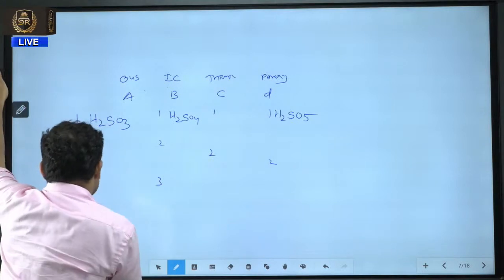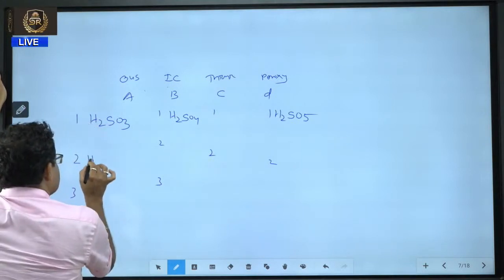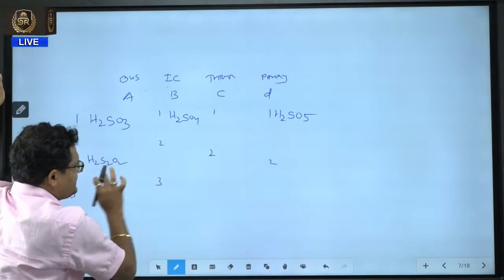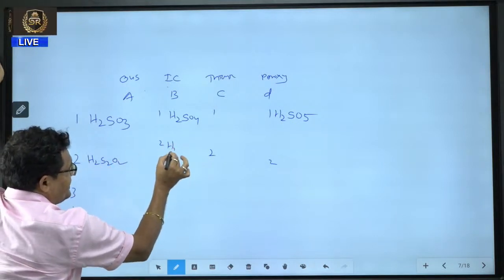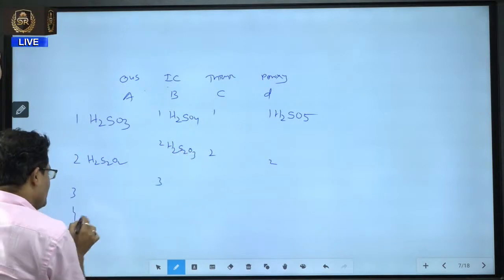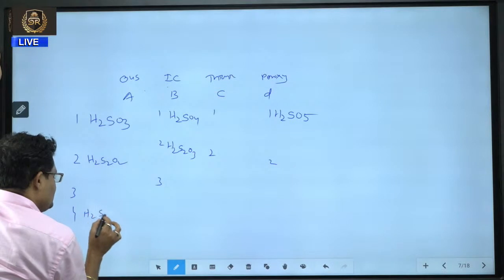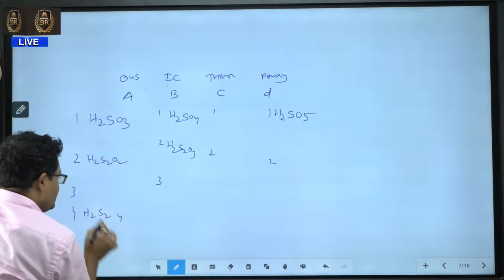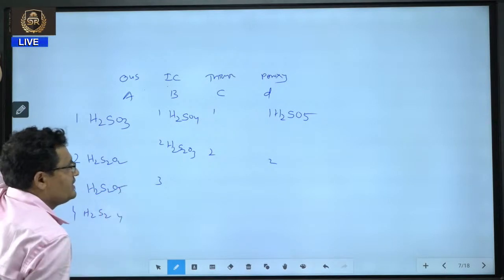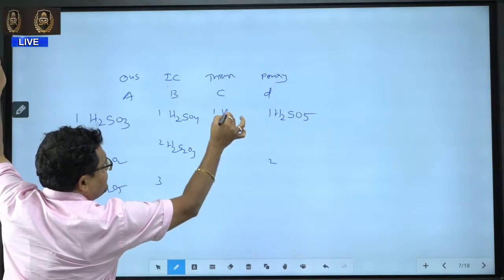Now here the number 2 is there. That way all contain 2s. H2S2O2, this is 2, after 3. H2S2O3, 3, after 4. H2S2O4, after 4, 5. H2S2O5. These 2 columns make 6 columns.